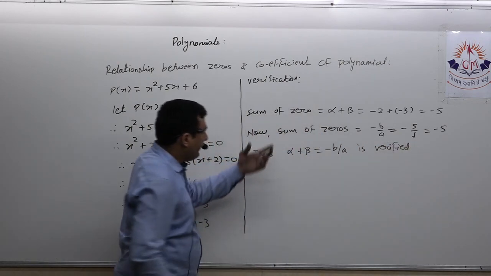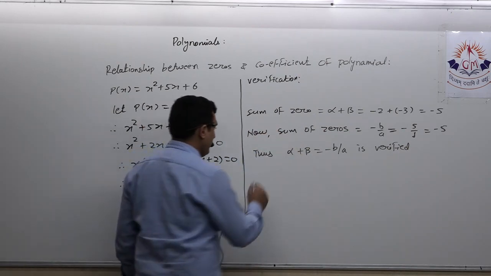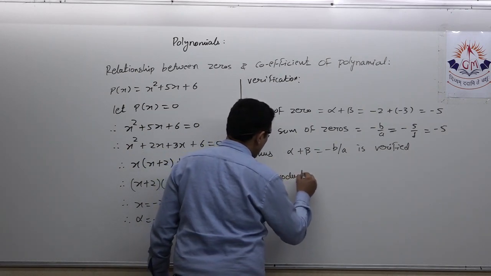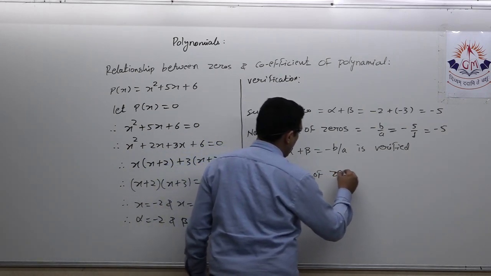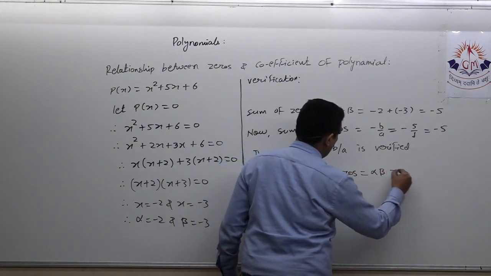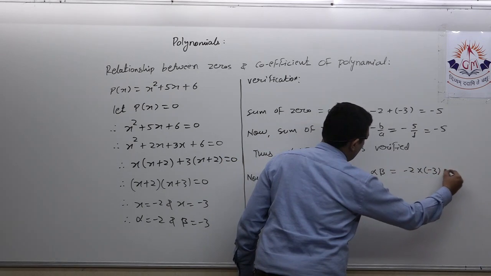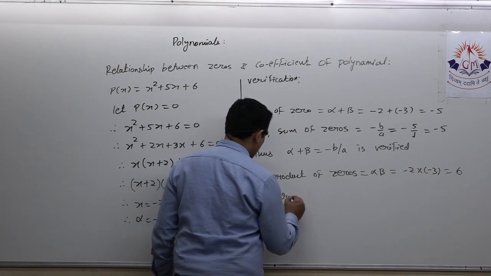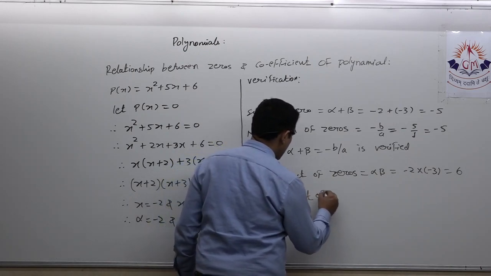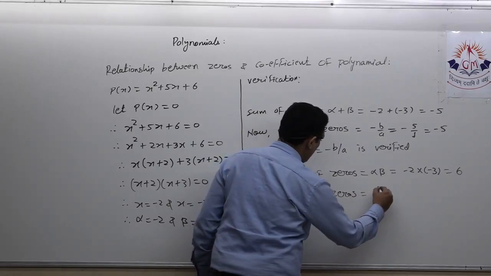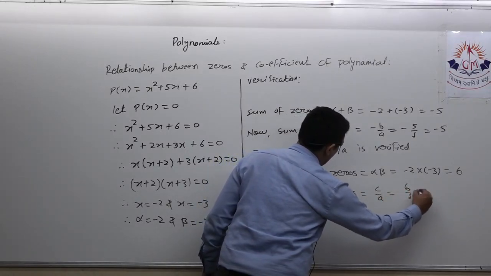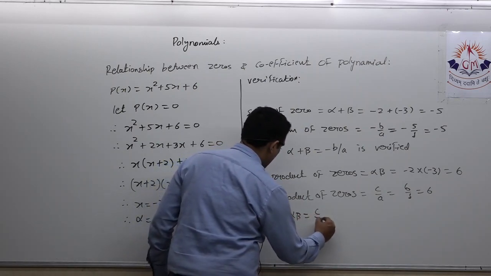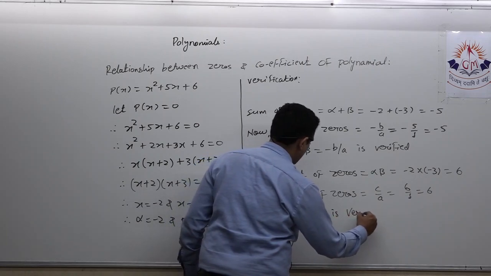Okay, now in a similar way we'll verify the relationship for the product. Product of zeros is equal to alpha into beta, so minus 2 multiplied by minus 3, that is 6. Again, product of zeros is equal to c upon a, that is 6 upon 1, that is 6. So here I can say alpha into beta is equal to c upon a is verified.